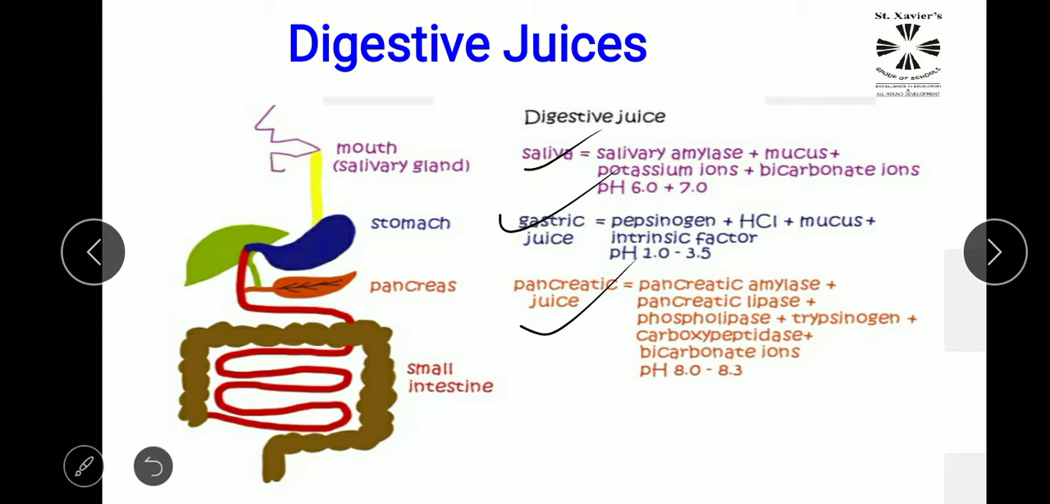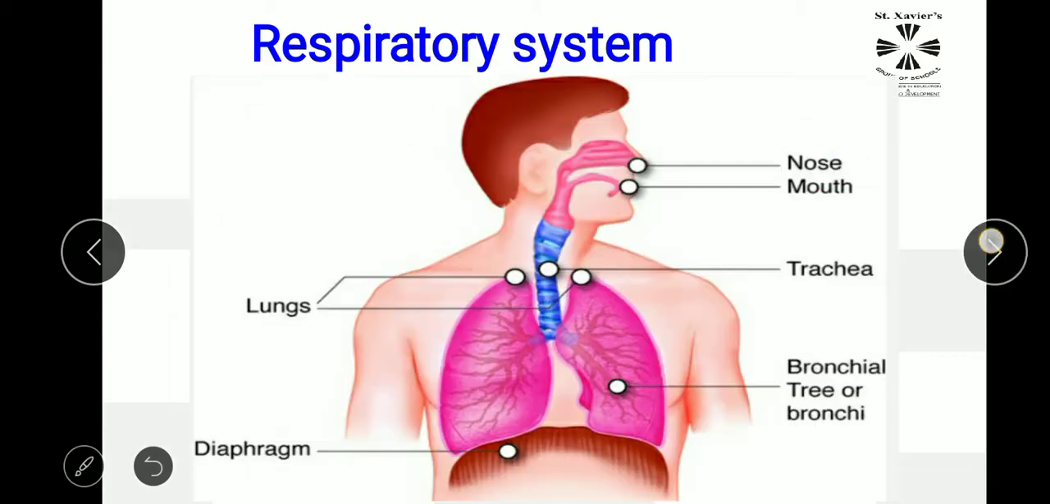So when we are talking about the body, we have one digestive system. In the same way we have the respiratory system also for the transport of oxygen. When we talk about the respiratory system, students, we have two lungs. A pair of lungs is there in our chest, in our thoracic cavity, students. The parts of the respiratory system are the nose, mouth, trachea. Inside the two lungs we have bronchioles, that tree, or the bronchi, students. So this is the respiratory system.